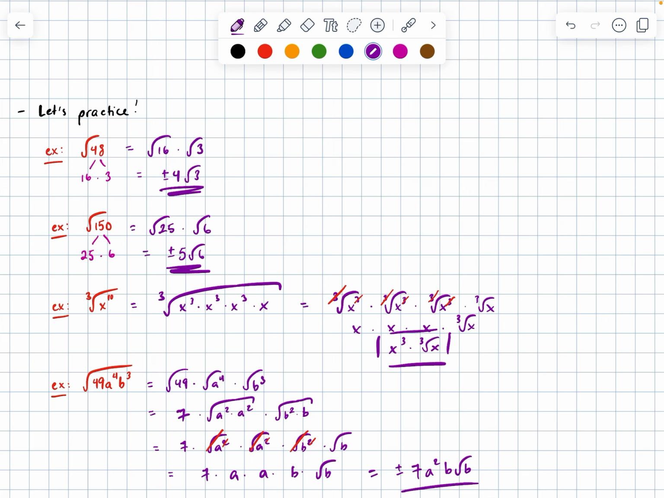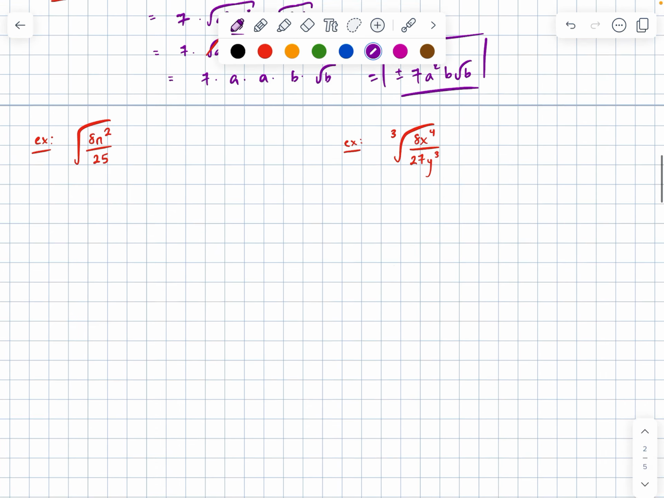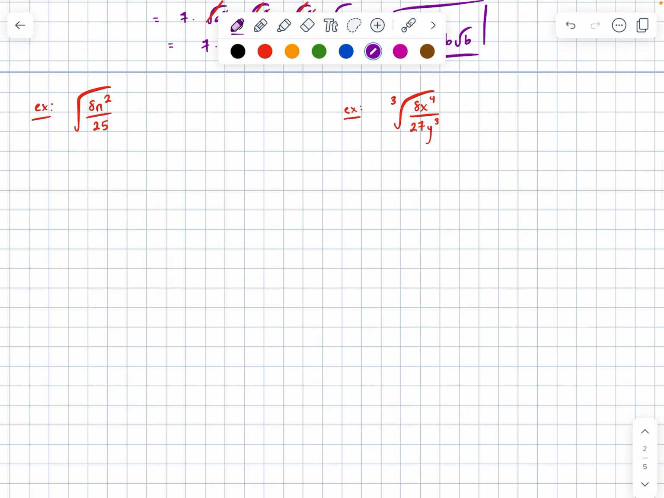I'm dealing with square roots. I add in my plus or minus. There is my final answer. Very nice, and on we go.